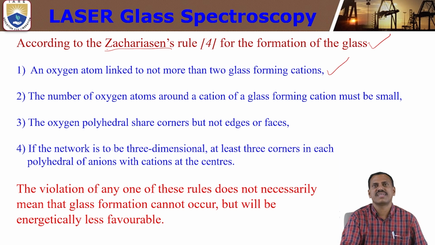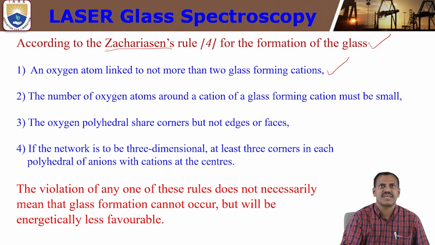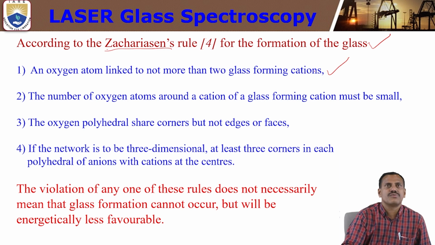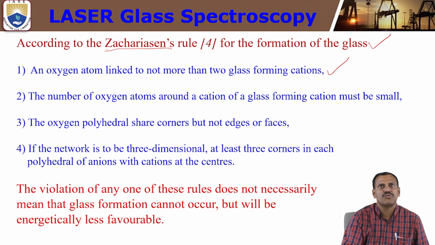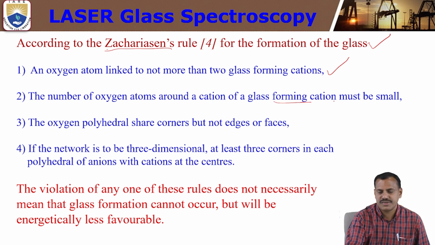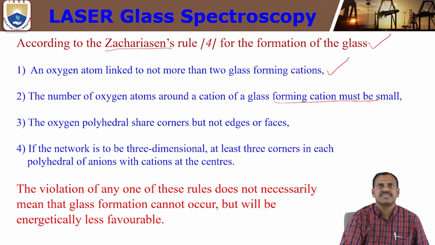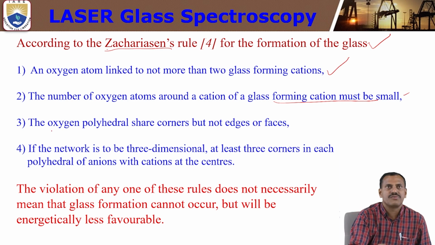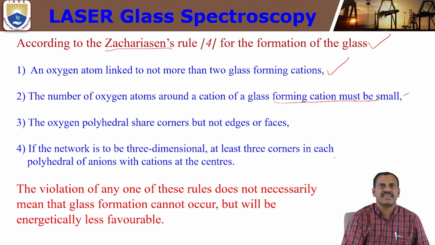So in any glass host material, we need glass former cations, and an oxygen atom should be linked to not more than 2 of them. That is the first rule. The second rule: the number of oxygen atoms around a glass forming cation must be small. It's very important. The third rule: the oxygen polyhedra share corners but not edges or faces.